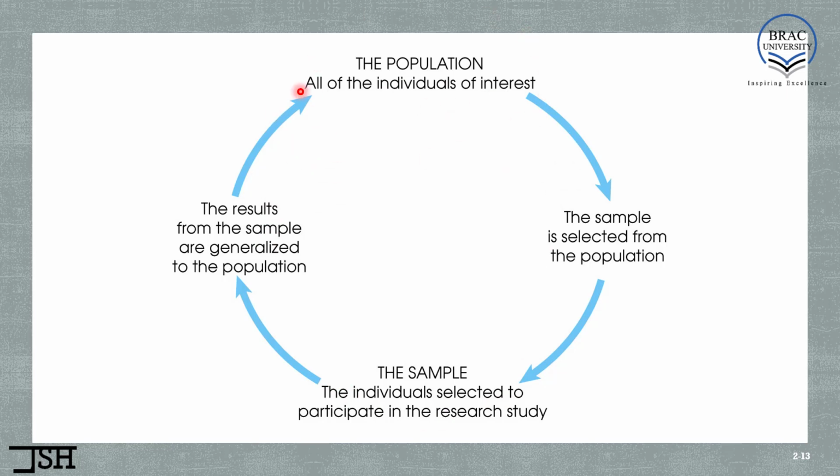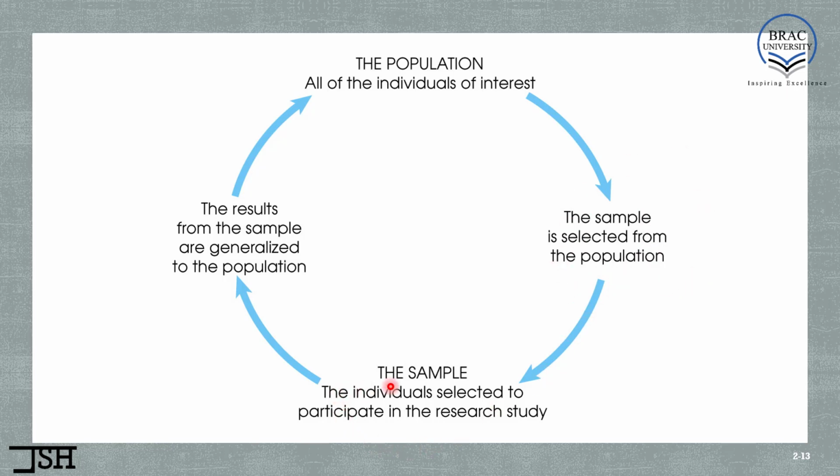Let's start here. The population, all of the individuals of interest. We know what our population is: all the individuals related to our topic, right? Let's assume there are 20,000 BRACU students, and all of these belong to my population. In the next step, a sample is selected from this population. From these 20,000 BRACU students, I selected only 50 students, and that is my sample. So the second step is done as well.